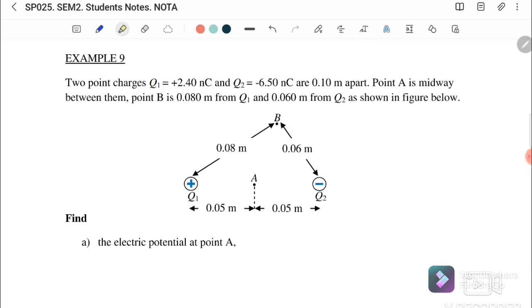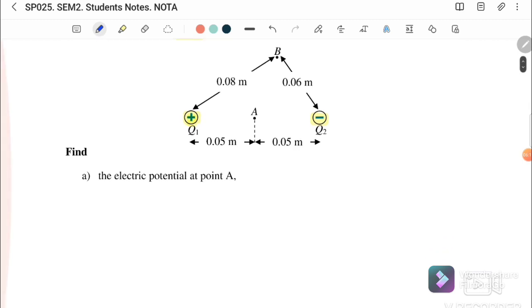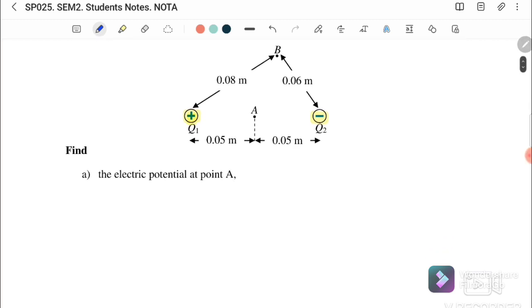Example 9 is a question related to the potential difference. Here we have Q1, 2.4 nanocoulomb, and Q2, negative 6.5 nanocoulomb, separated by 0.1 meter. Point A is midway between them. Point B is 0.08 from Q1 and 0.06 from Q2. Part A: find the electric potential at point A.